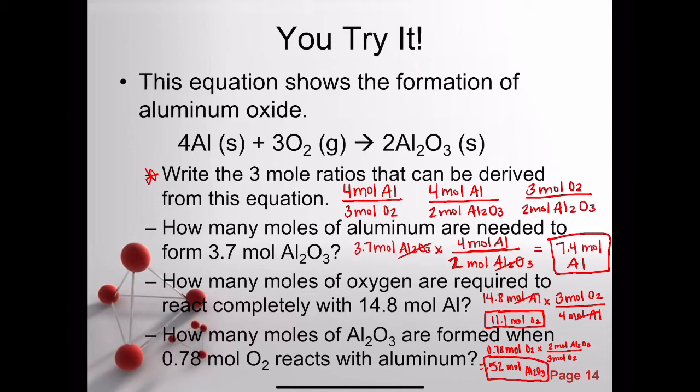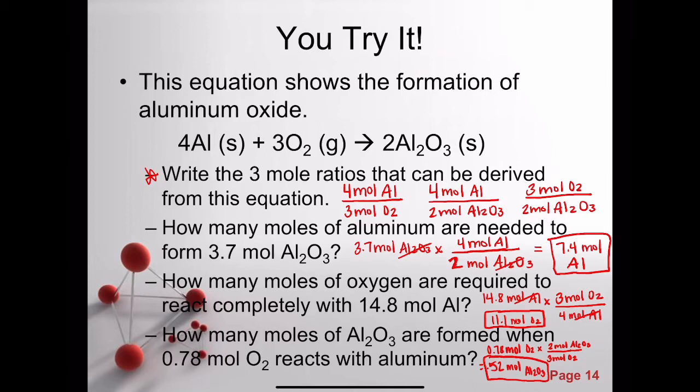In the next one, how many moles of aluminum are needed to form 3.7 moles of Al2O3? So we start with what we're given in the problem, 3.7 moles of Al2O3. We choose our mole ratio that takes us from Al2O3 to aluminum from the top, and then multiply through, and you should get 7.4 moles of aluminum.